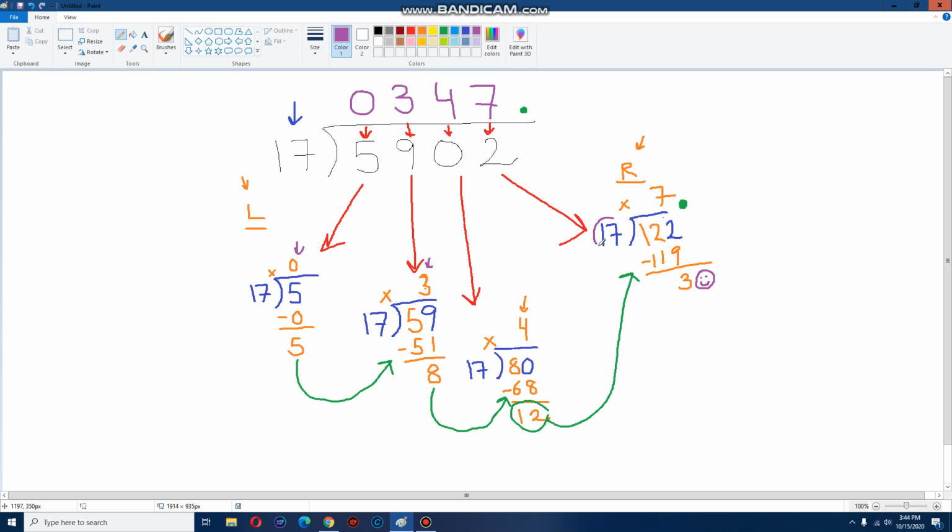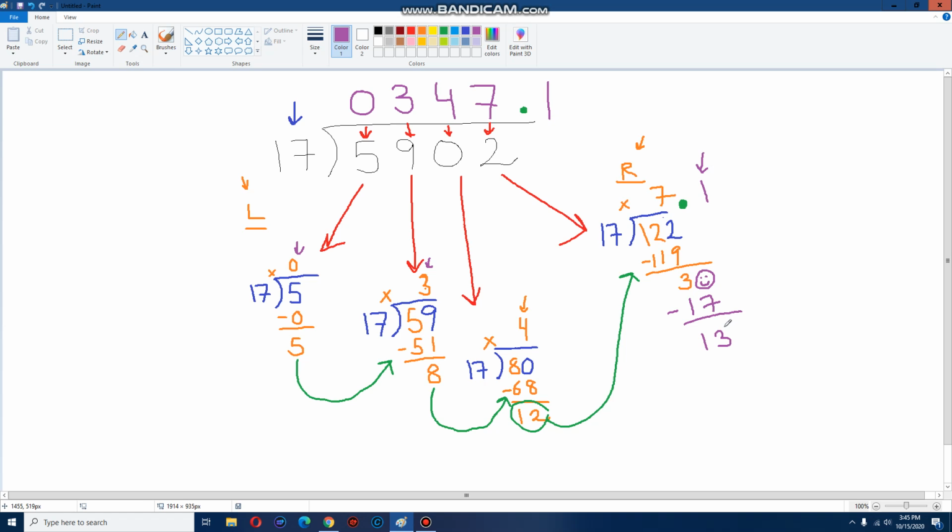And now you're going to do 17 multiplied by some number close to 30. And the only number that works is 17 times 1, because 17 times 1 is 17. And when you minus 30 minus 17, you're going to get 13. And of course, don't forget, this 1 right here, you got to make sure you put it after the decimal point in your answer. Let's not stop there.